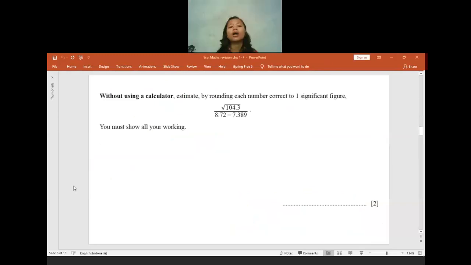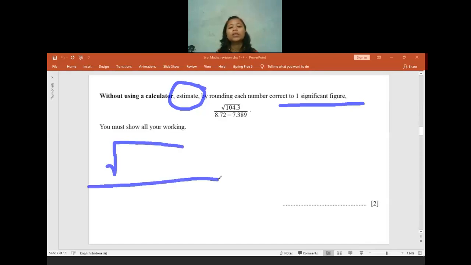Okay, now without using calculator. It's clearly written without using calculator, so it means on this question you cannot use a calculator. We have to estimate the answer by rounding off all the numbers into one significant figure. Anyone want to help me find what number it will be if I round off 104.3 into one significant figure? 100. Okay, thank you.